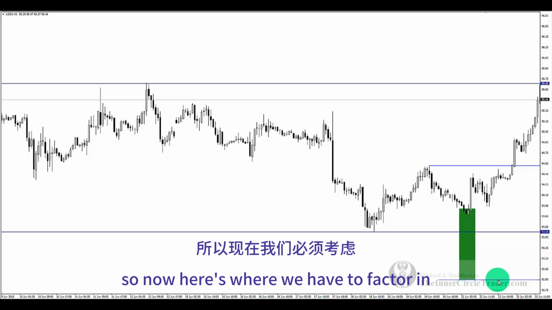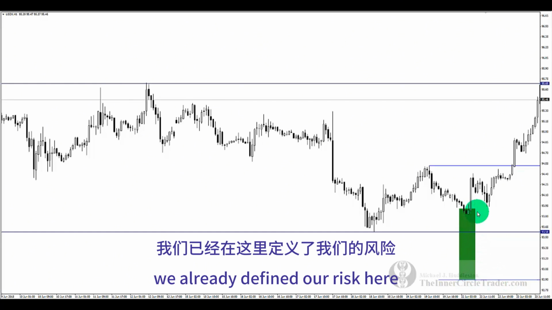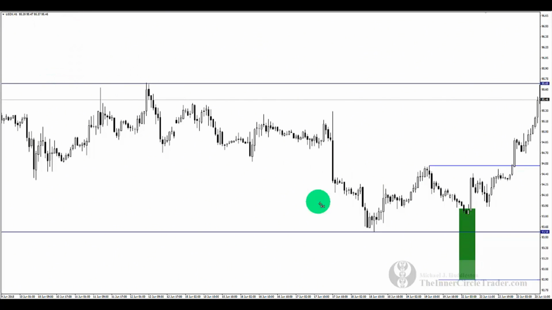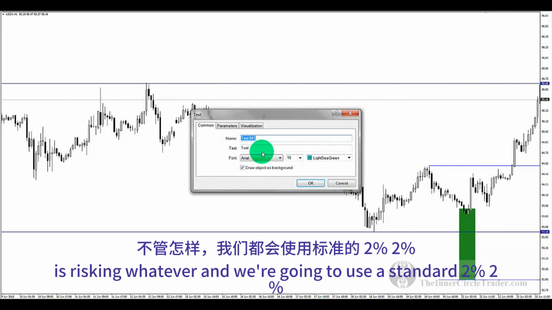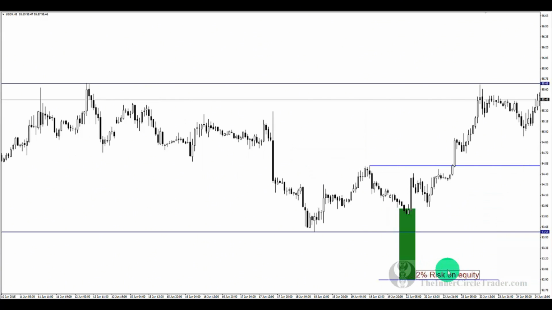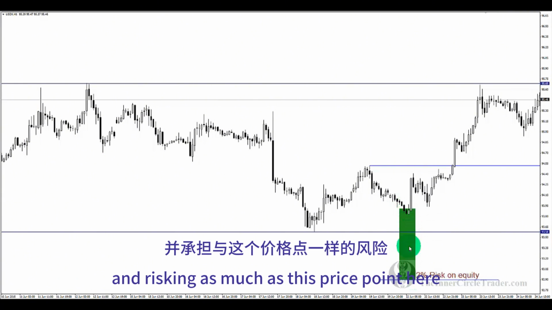Okay, so now here's where we have to factor in objectives. We already predefined our risk here, and we're going to say that this 100 pip stop is risking whatever, and we're going to use a standard 2% risk on equity. So this entry point here, the top of the green candle, and risking as much as this price point here.